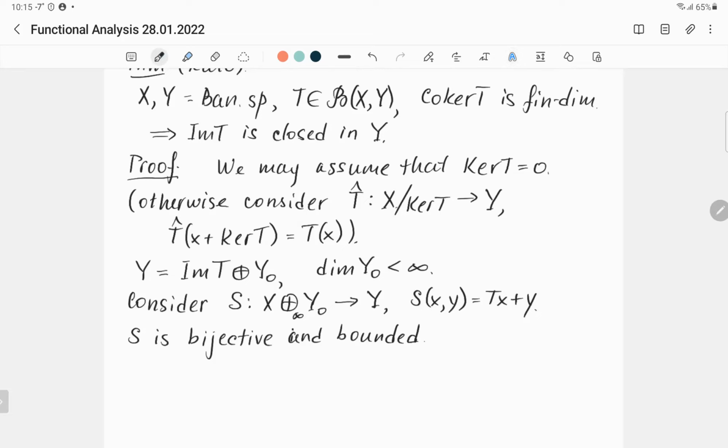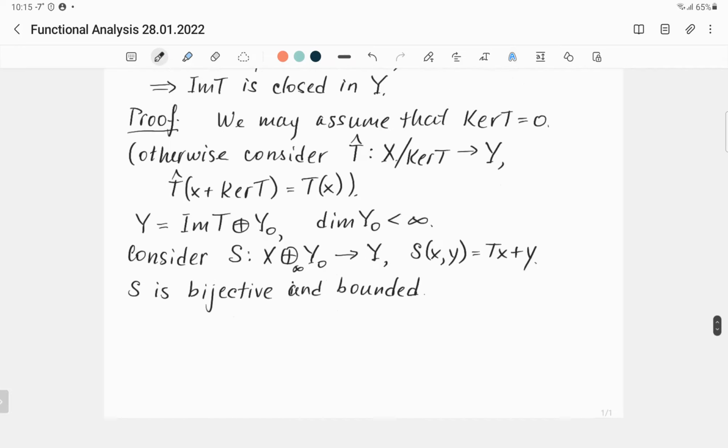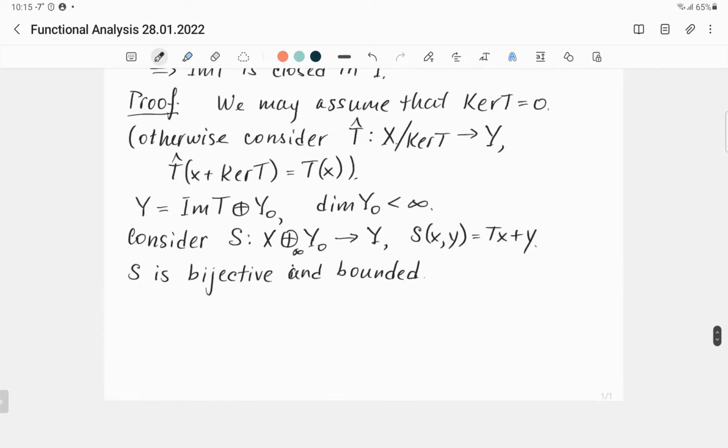And let's now recall the Banach inverse mapping theorem, which states that a bijective bounded operator between Banach spaces is a topological isomorphism.